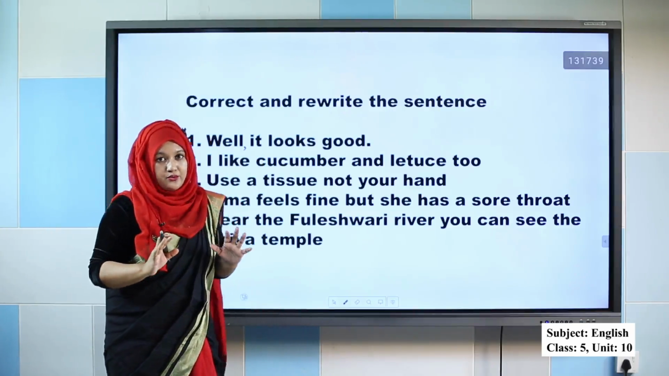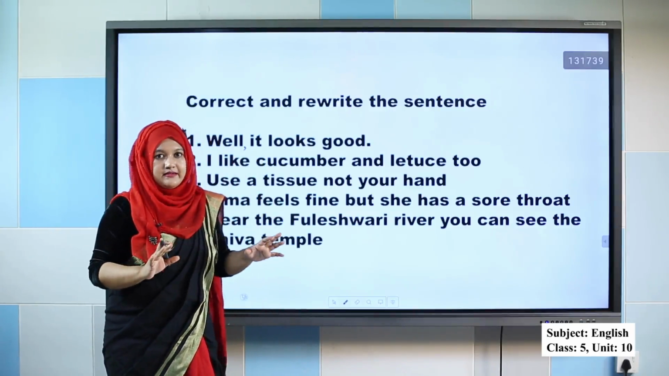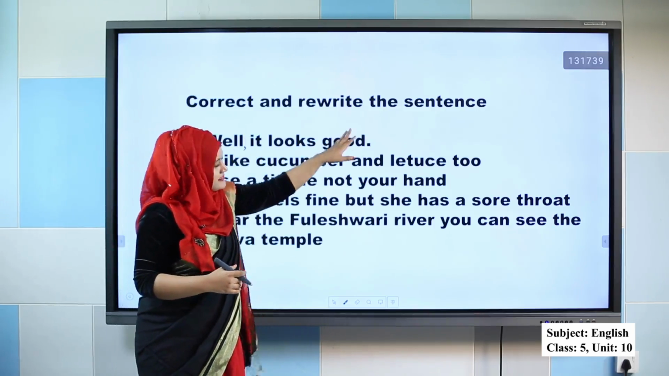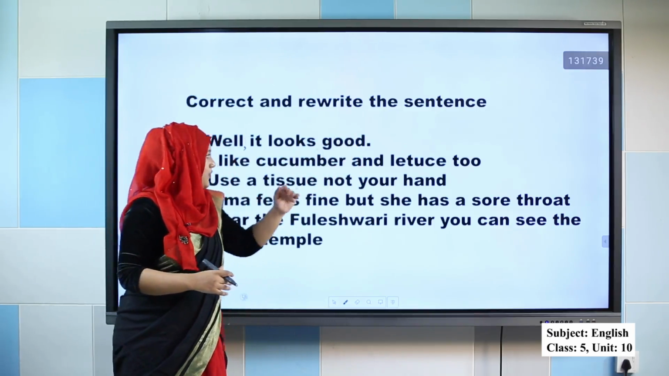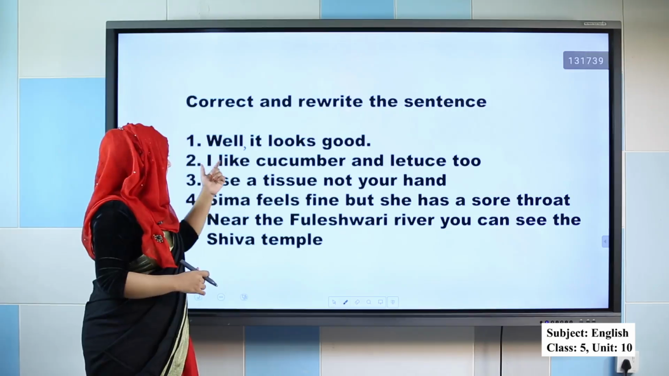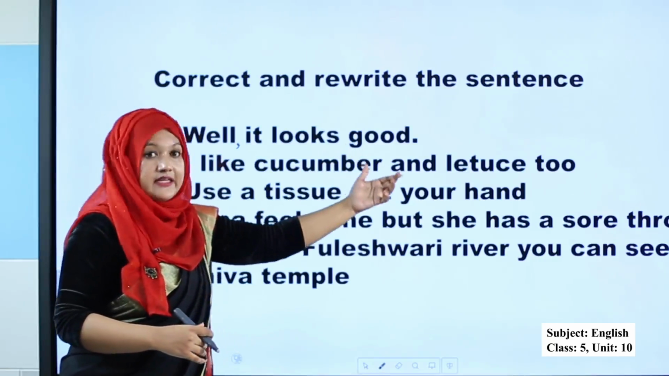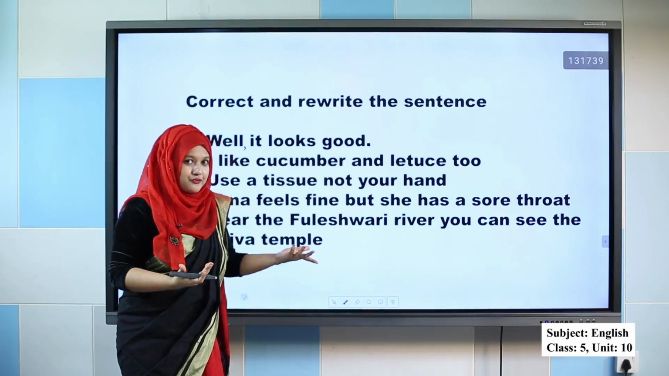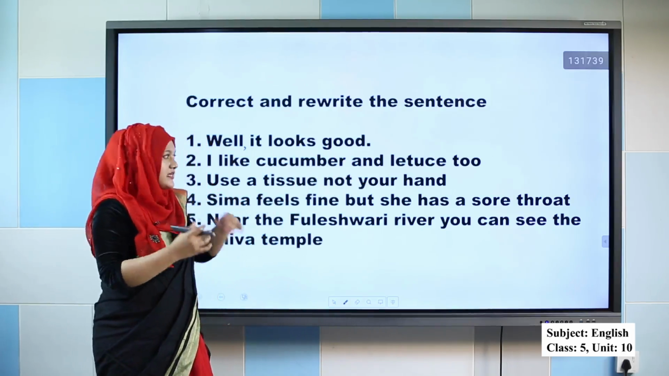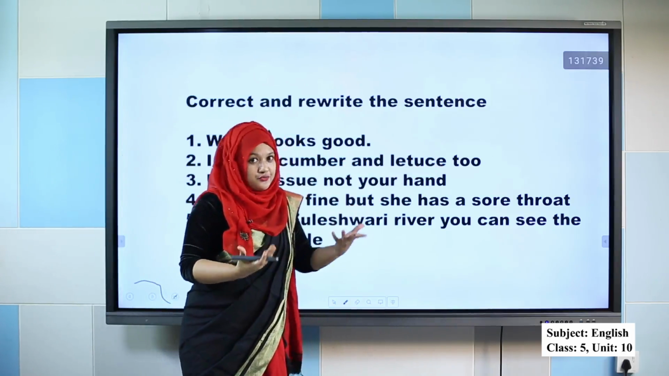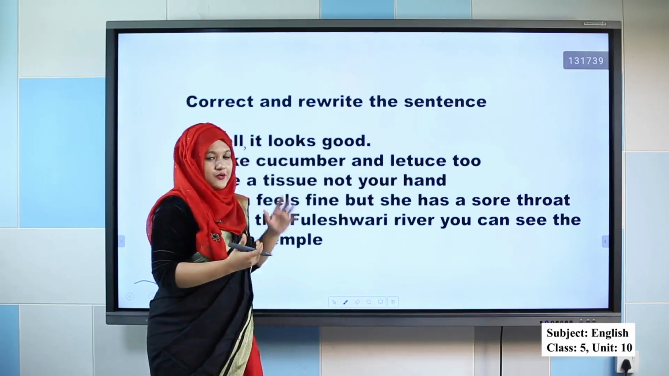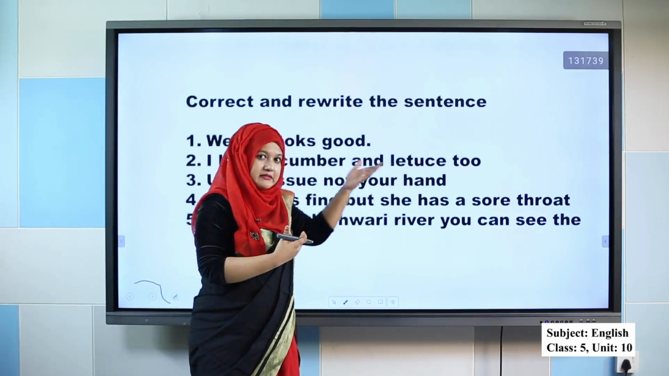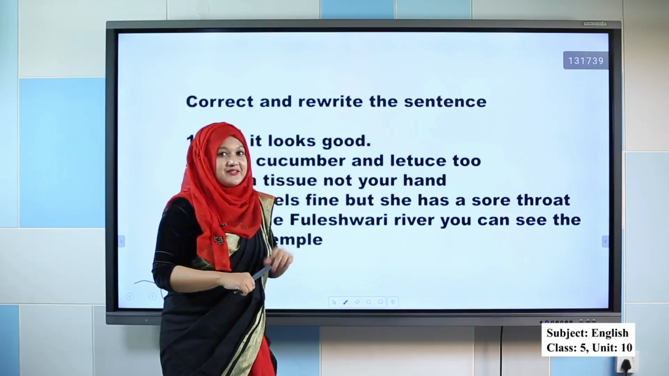And we all know that after ending any sentence, we should use a full stop, right? And here a full stop is given. Okay. Now, in the second sentence, I like cucumber and lettuce too. I like cucumber and lettuce too. So we need to separate that word too from the sentence here. So what should we use to separate that word too from the sentence? Yes, we will use a comma.